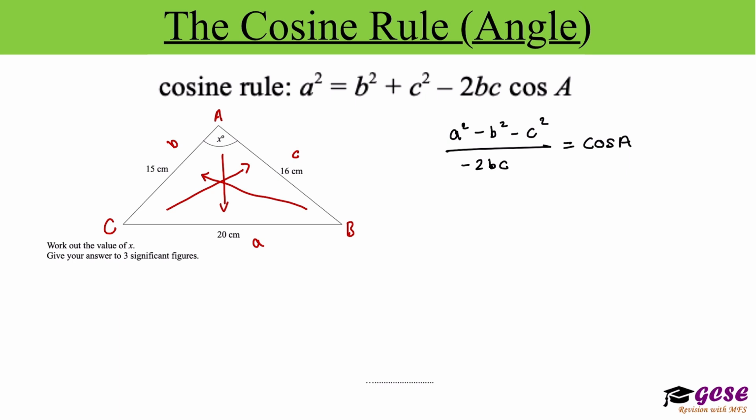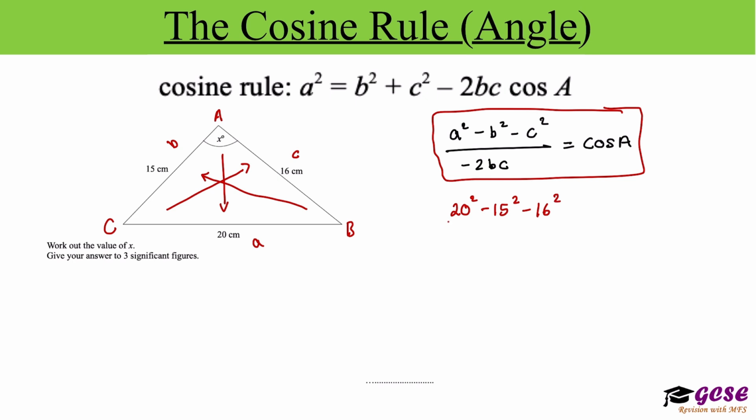Okay, now we've got this formula that we're going to be using here in order to work out cos A. Okay, so we can just substitute in our values. So first of all, lowercase a is 20. So we've got 20 squared. Lowercase b is 15. So we've got 15 squared. Lowercase c is 16. So we've got 16 squared. And that's all divided by minus 2, and then we've got b, which is 15, and then we've got c, which is 16. And that's going to be equal to cos A.